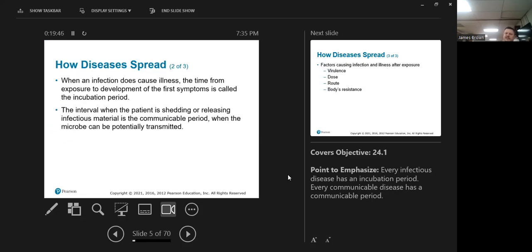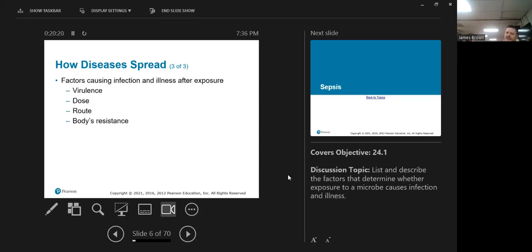When an infection does cause an illness, the time from the exposure to the development of the first symptom is called the incubation period. The interval when the patient is shedding or releasing infectious material is the communicable period, when the microbe can be potentially transmitted. So these can overlap. But if everybody remembers COVID, we all kind of got our crash course in all this stuff. You weren't necessarily having symptoms when you were already spreading the illness.